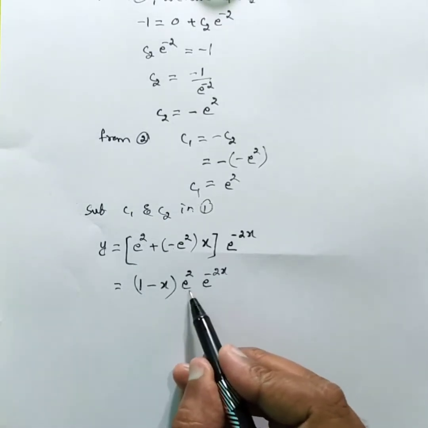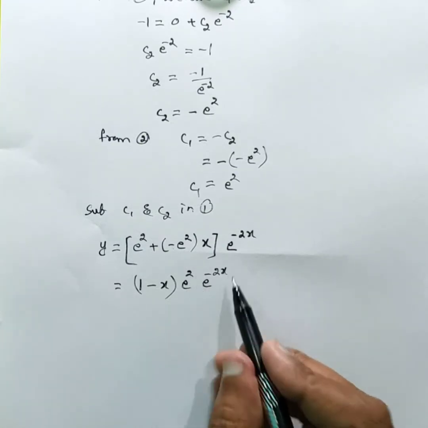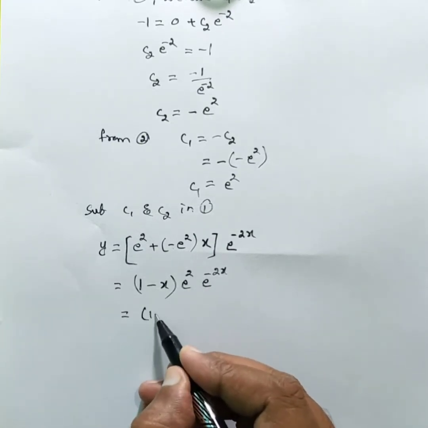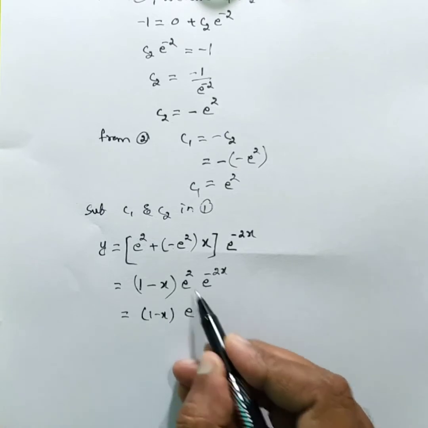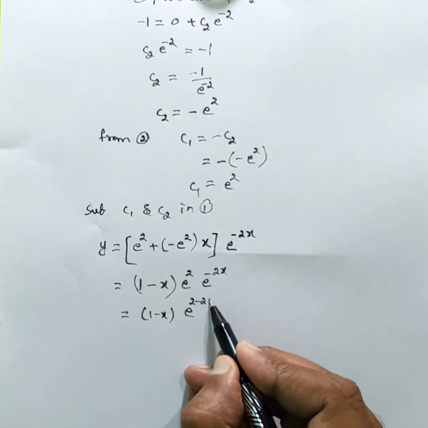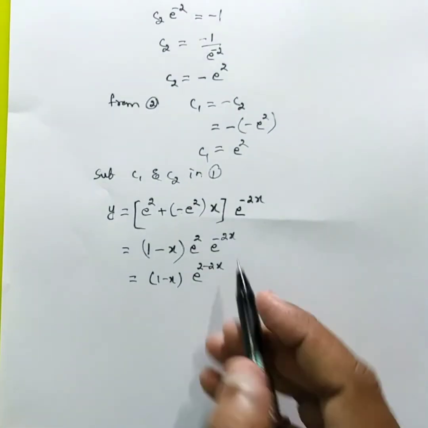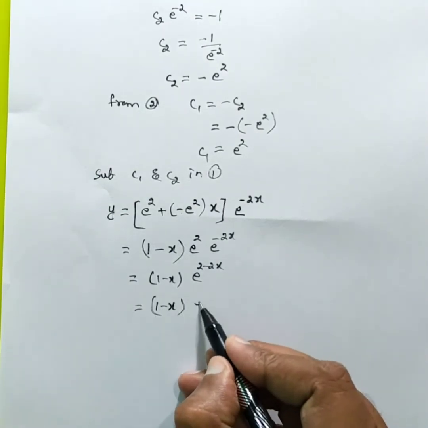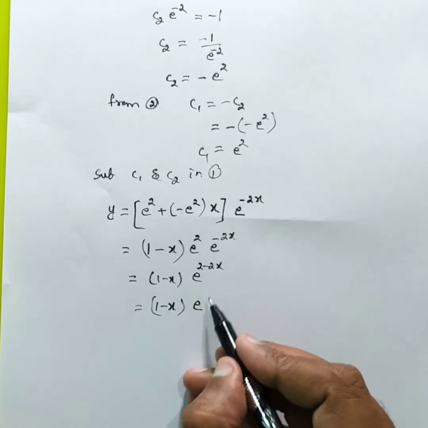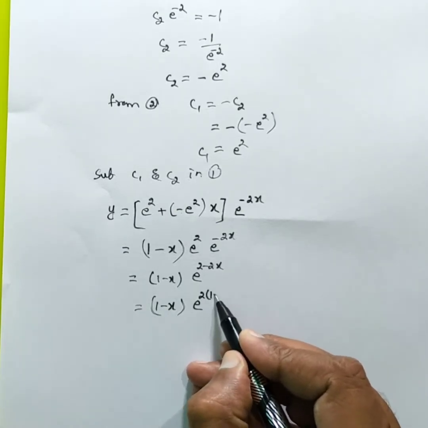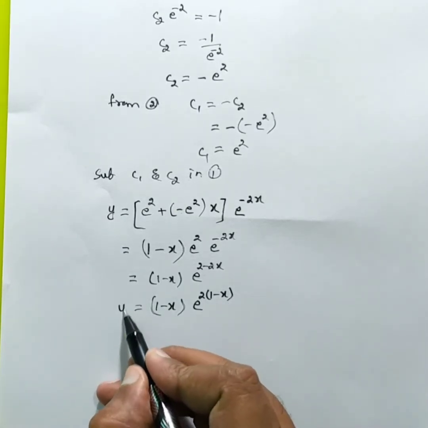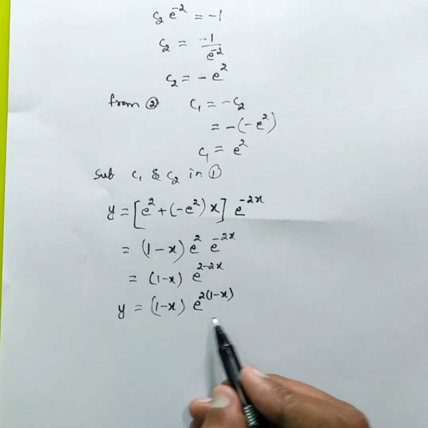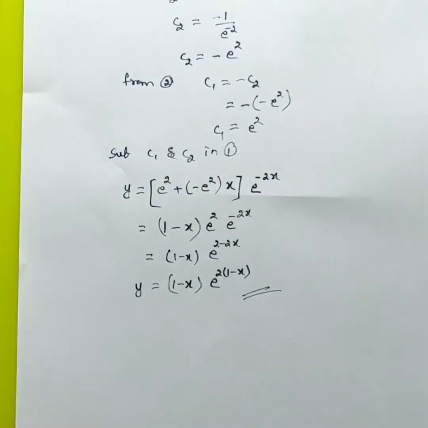Or if I try to group it over here, because the bases are the same, powers can just be added. So you have 1 minus x times e power of, it becomes 2 minus 2x, just grouping the powers. Or 1 minus x as it is e power of, suppose if I take 2 common outside over here, you will be left with 1 minus x. So that is the required solution. Let us take the next question.